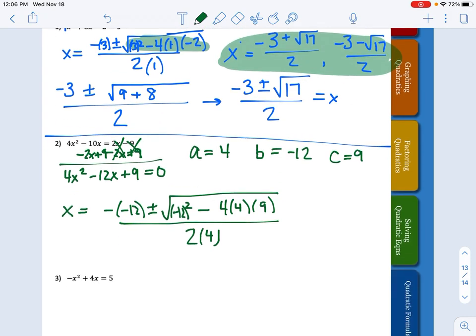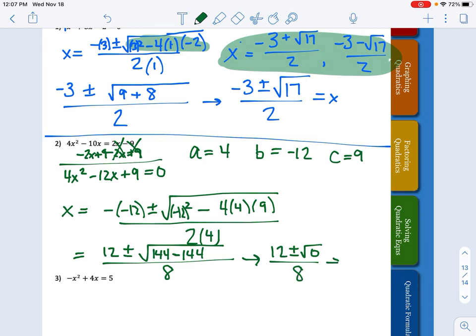From here, I am going to simplify what I can. I know negative 12 is positive 12, plus or minus. I will do some discriminant stuff in just a minute, but I know over 2 times 4 is 8. And my discriminant, I have negative 12 squared. Negative 12 times negative 12 is 144. And then I know negative 4 times 9 is negative 144. So my discriminant on this problem is actually equal to square root 0, which is simply just 0.